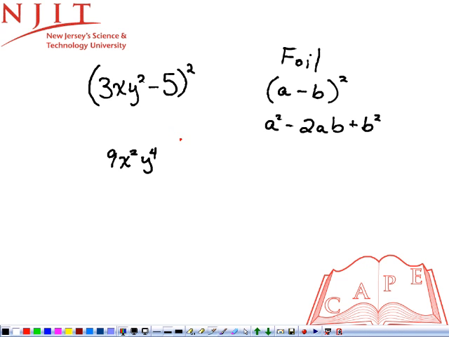Now, a lot of people don't know what I'm talking about when I say product doubled, but all that means is that you're multiplying the first term times the second term and multiplying it times 2. Okay? So let's try that. And if it's easier, just write it all out. So it's 2 times 3xy squared times minus 5.